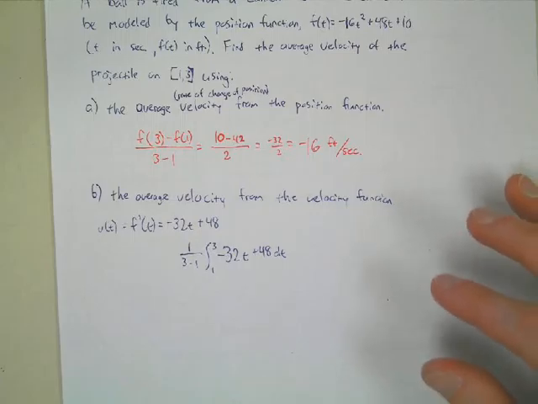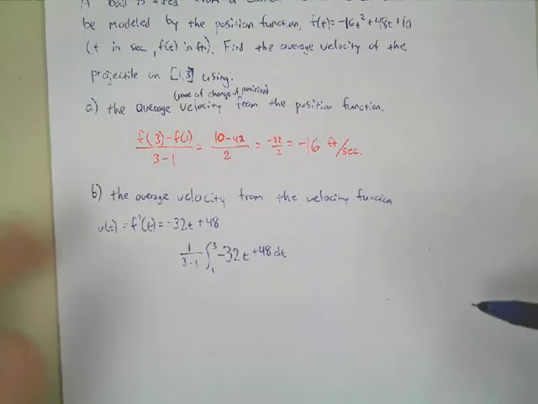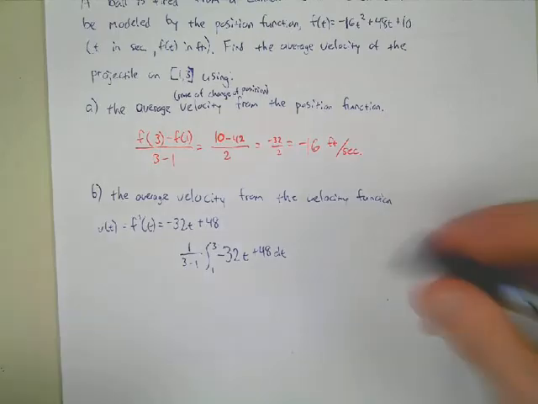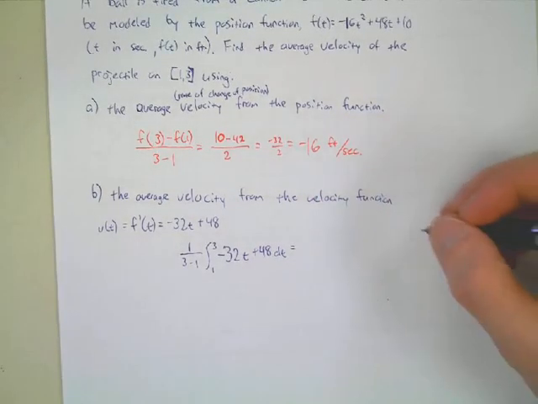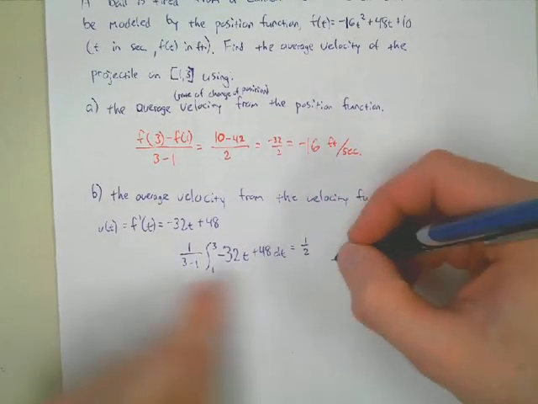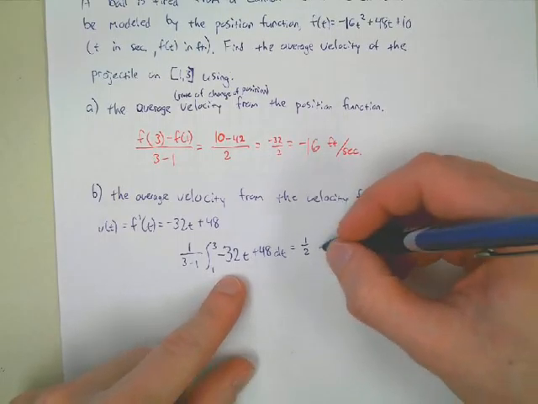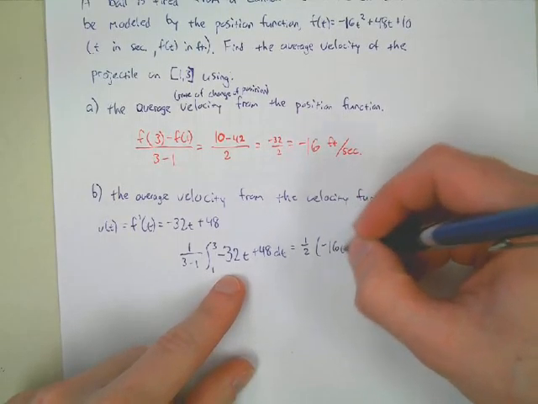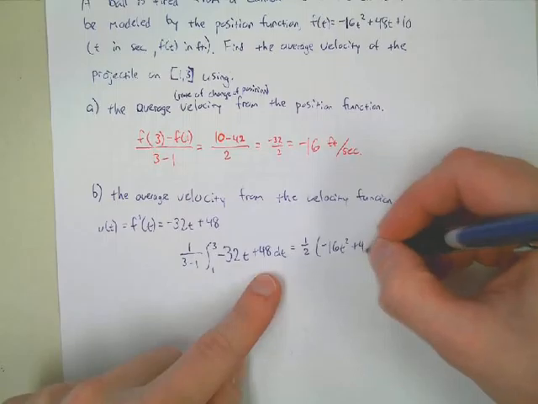So again, this is two different ways to find the same thing. Okay, so let's see here. It's going to become 1/2. I'll go ahead and integrate this too. So the integral of negative 32t is negative 16t squared plus 48t. And we're going to evaluate that from 1 to 3.